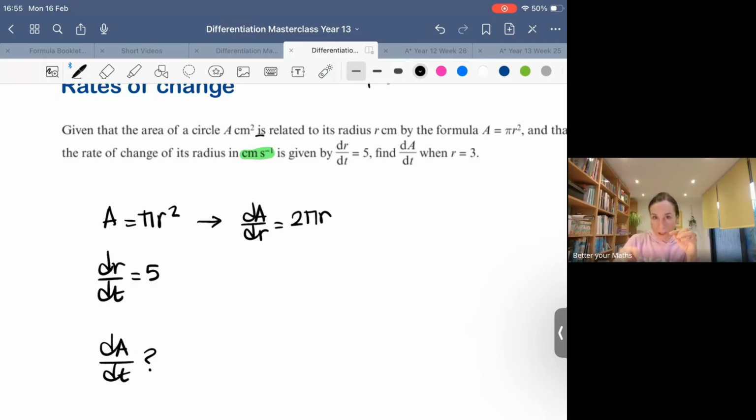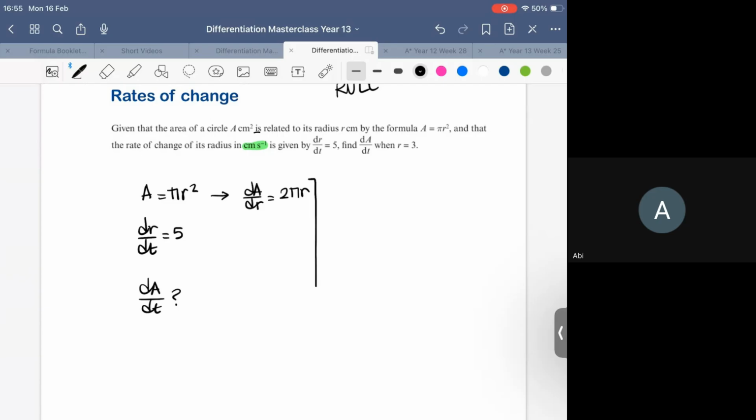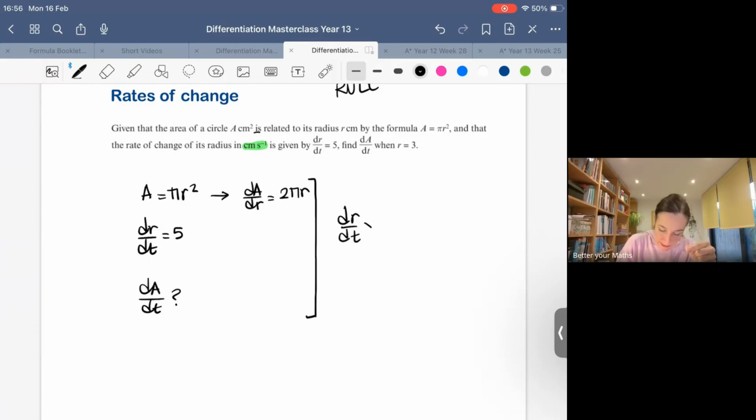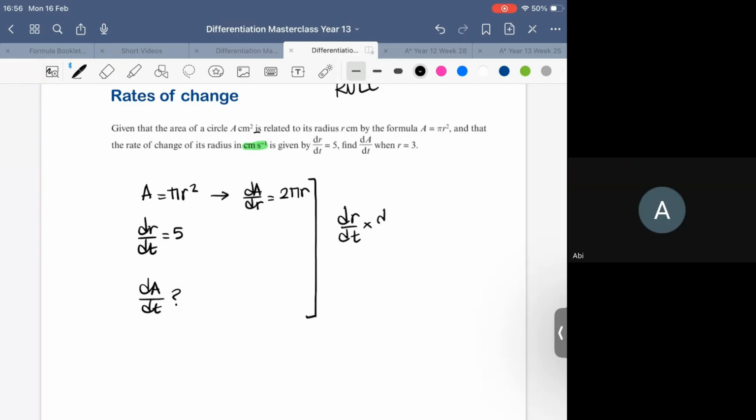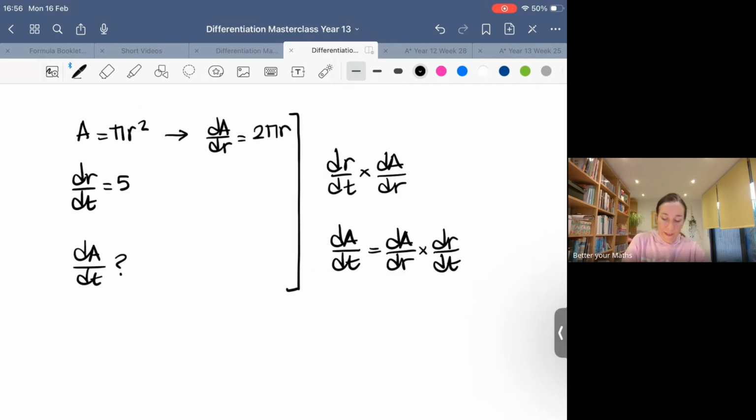So remember how the chain rule works. Abby, what am I going to write? Could you do dr by dt times dA by dr? dr by dt times dA by dr. Yeah. Usually we don't write it in this order, we write in another order, but that's completely fine. So what we are going to write is dA by dt is going to be dA by dr times dr by dt.